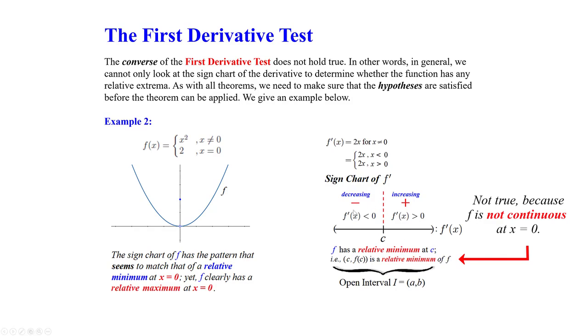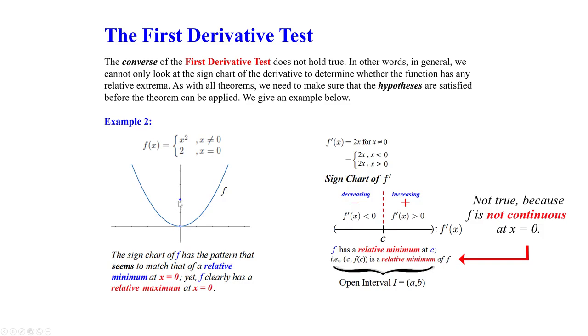In other words, we can't say, by looking at the sign chart of this derivative, because it's decreasing on the left and increasing on the right, that the function in fact has a relative minimum. Why? Because if there's a jump discontinuity, just as is happening in this example, you would in fact perhaps have a relative max, or perhaps nothing. It could also be none of the above.